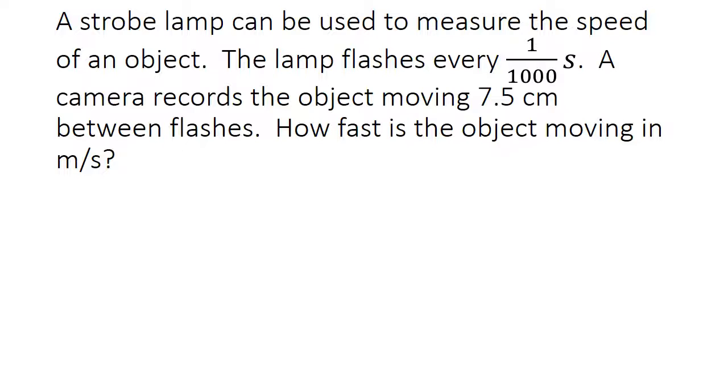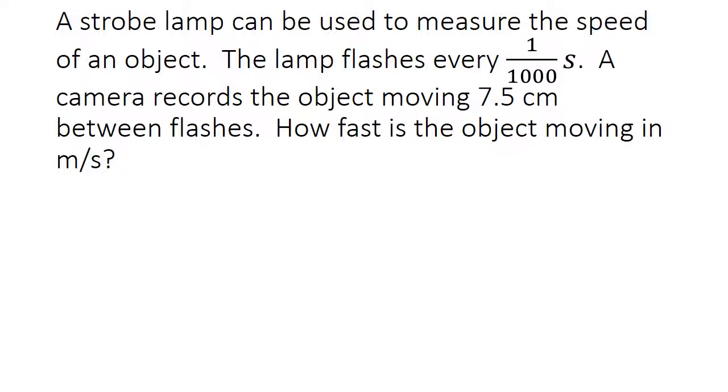Okay, let's try another one. A strobe lamp can be used to measure the speed of an object. The lamp flashes every 1/1000th of a second, and the camera records the object. The camera records it moving at 7.5 centimeters between flashes, so how fast is it moving in meters per second?